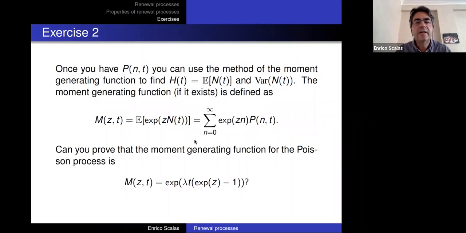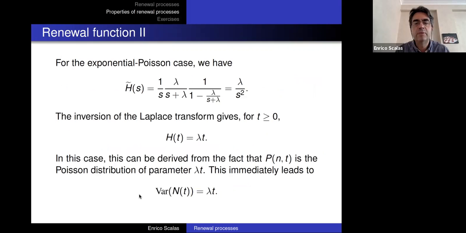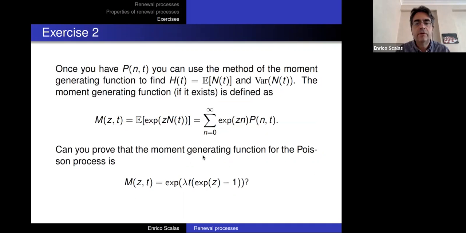And the second exercise is on the moment generating function. What is the moment generating function? If it exists, it is the expected value of the exponential of z N(t). So it is this sum here. The exercise is to prove that the moment generating function for the Poisson process has this shape. Once you have the moment generating function for a counting process, you can, by taking derivatives with respect to z, find all the moments of the counting process. And you can derive the results that we have seen before from this function here.